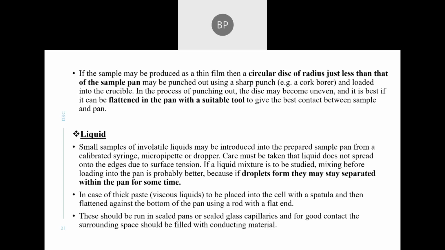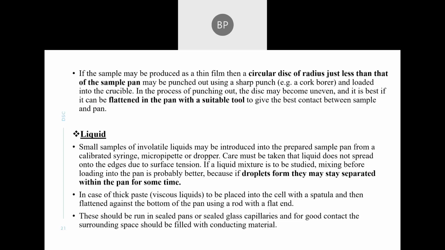Now, what to do if the sample is a thin film? Just cut it in the shape of a disc of radius just less than the crucible, put that in the crucible, punch it with a sharp punch, and do the DSC.